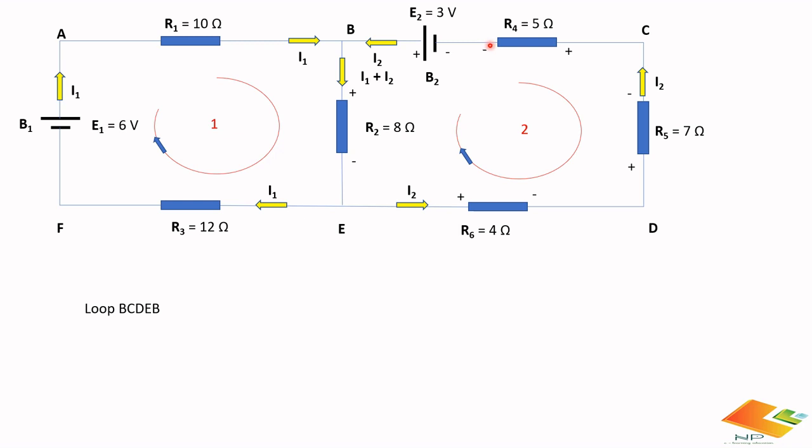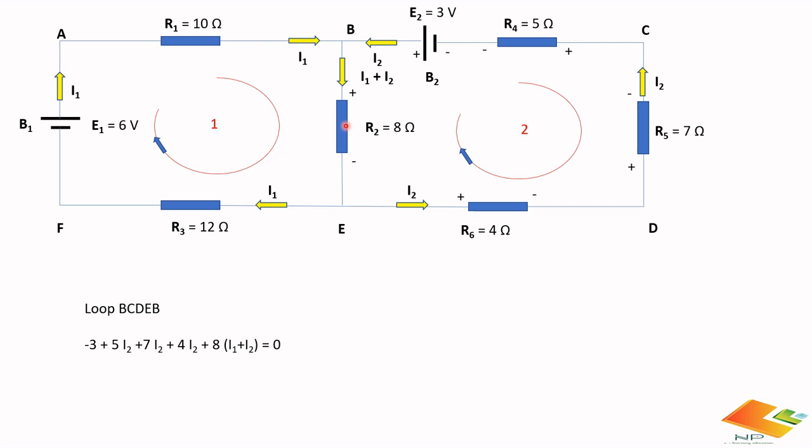Similarly, I2 R5 and I2 R6 are positive, and I1 plus I2 times R2 also becomes positive. That means each and every resistor has a voltage rise. So writing the equation for this: minus 3 plus 5 I2 plus 7 I2 plus 4 I2 plus 8 times I1 plus I2 is equal to 0.